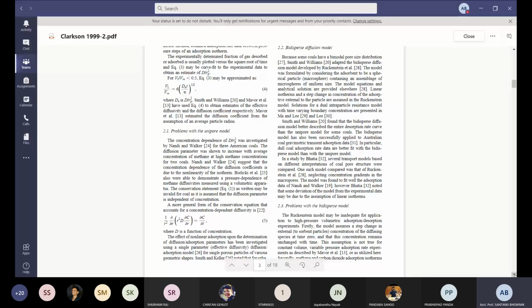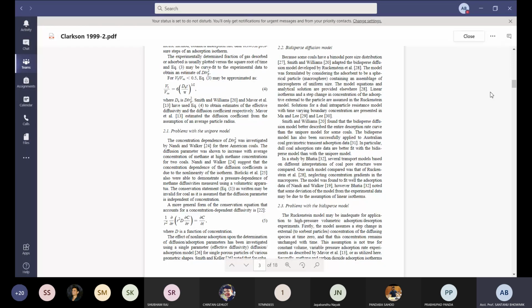The diffusion parameter is going to increase with the concentration. As the concentration increases, the diffusion rate is also going to increase, because diffusion is very much concentration dependent. But it is observed that this fast approximation is given a linear variation, whereas it may not be expressed by a linear one, because the adsorption does not happen in a linear fashion. That's the problem of this unipore model.